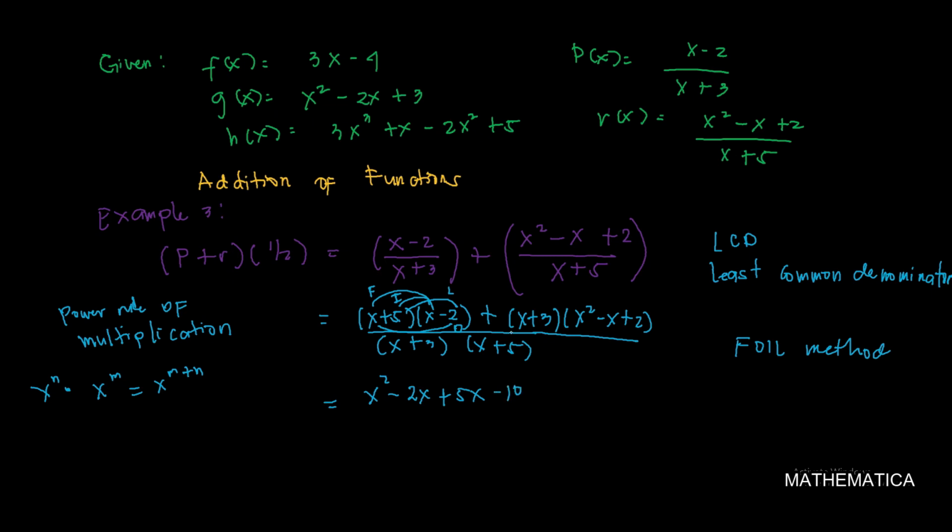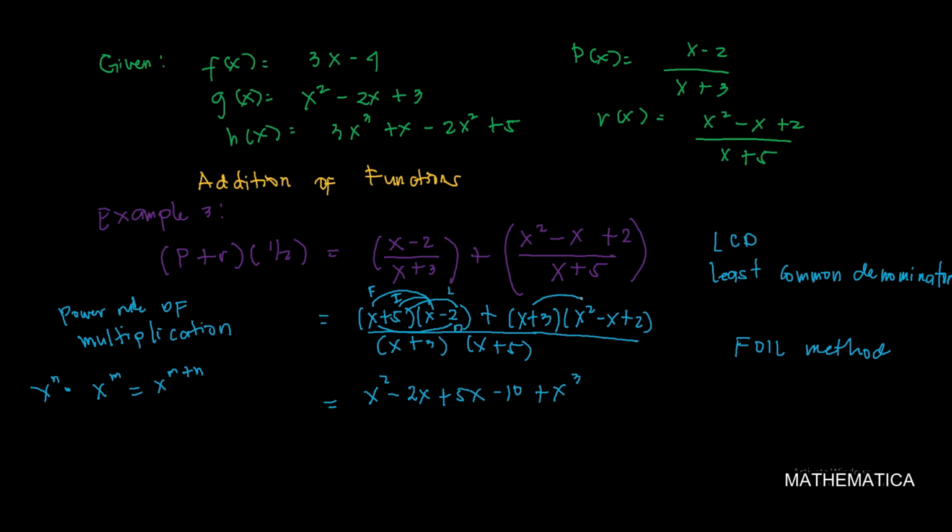Next naman, i-simplify natin itong isa. Meron tayong isang binomial and isang trinomial, so hindi na natin pwedeng i-apply si FOIL method. This time naman, i-apply natin yung distributive property ng multiplication. x squared multiplied by x, we're gonna get x cubed.